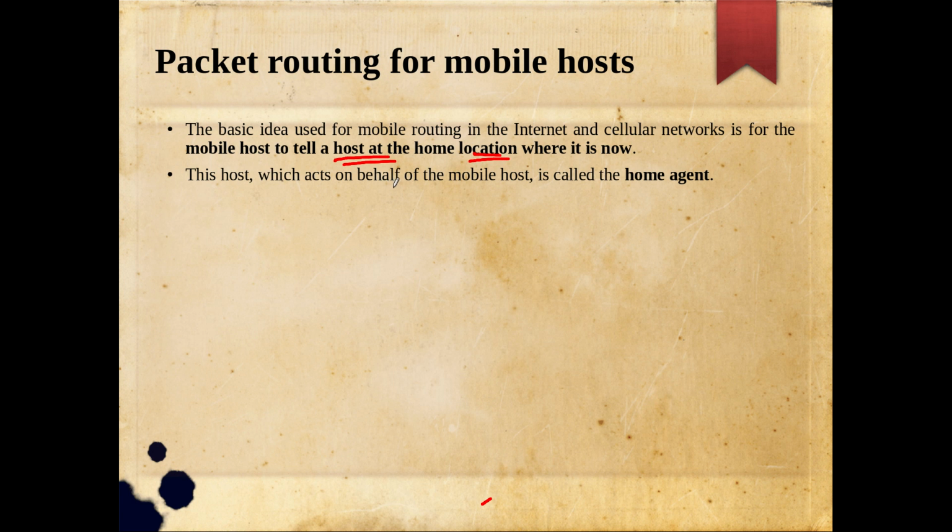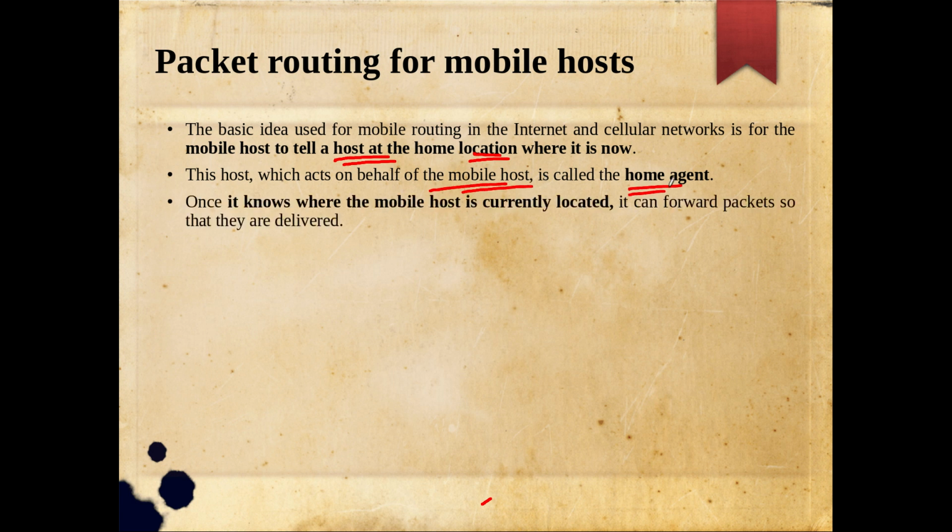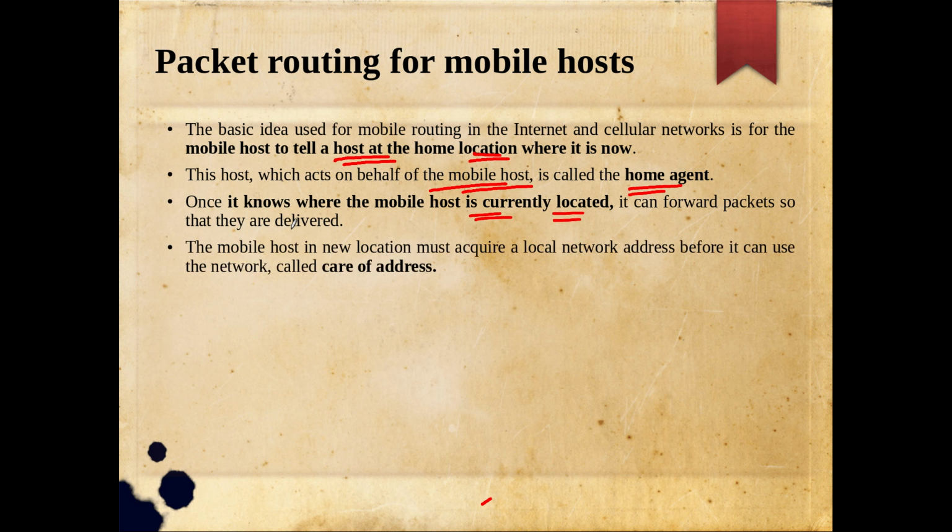Now at the home location, a special device is acting on behalf of this mobile host, and that is what we call the home agent. Once it knows where the mobile host is currently located, that is, once the care of address is registered, it can forward packets so that they are delivered to the new care of address. Whenever the mobile host reaches a new location, it will acquire a local network address, and how this address is acquired we will cover later on. After acquiring the network address only, it can use that particular network, and the acquired address is what we call the care of address.